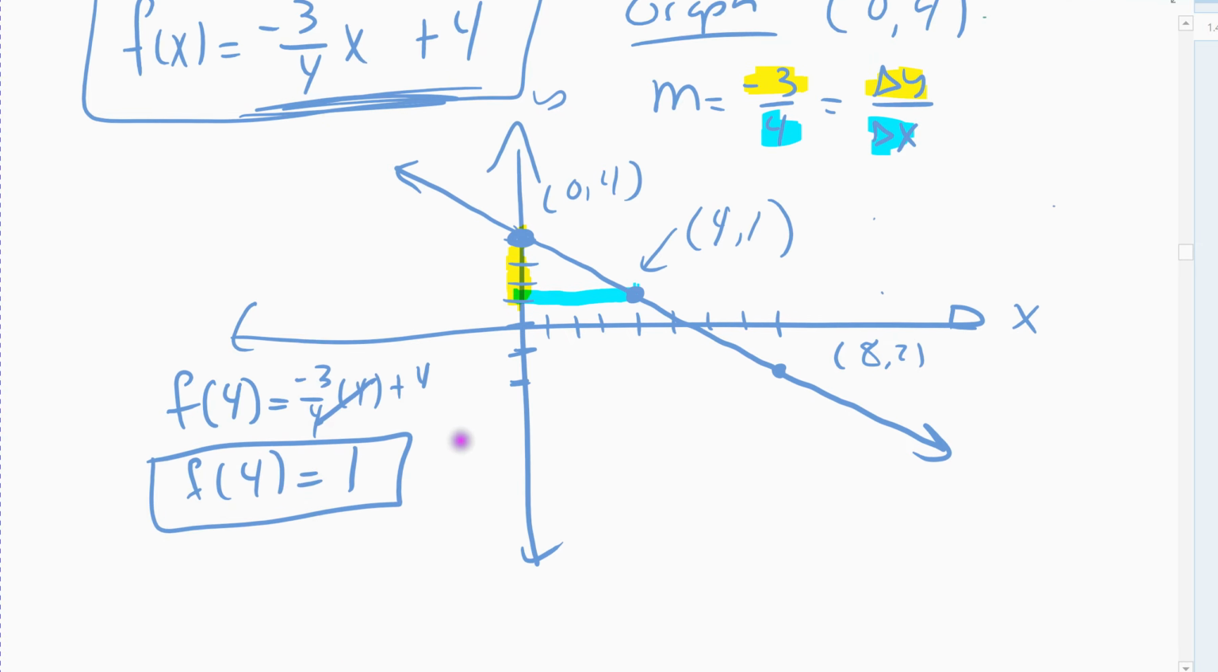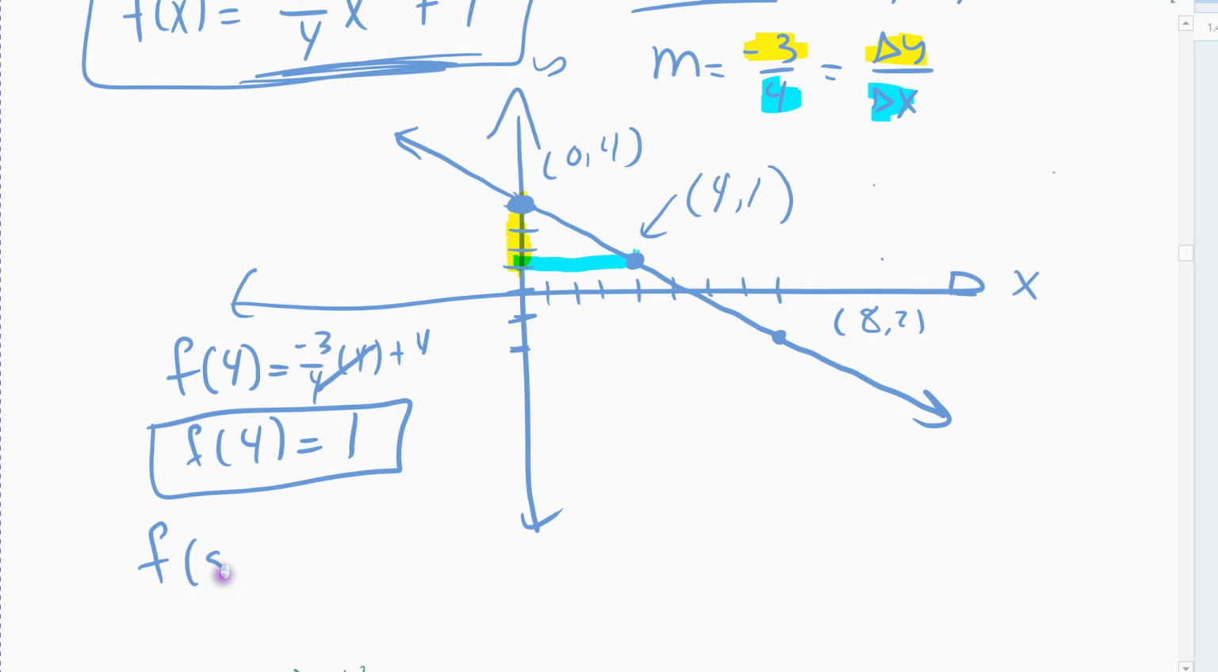And the same thing with (8, -2). I could plug 8 in for x. I should get negative 2 out for y. And so the 4 reduces into the 8, leaving me with 2. And so I get negative 6 plus 4, and there is my negative 2. And so it is that point, and again, I left my negative off: (8, -2), (4, 1), and there's my 3 points to graph my line.